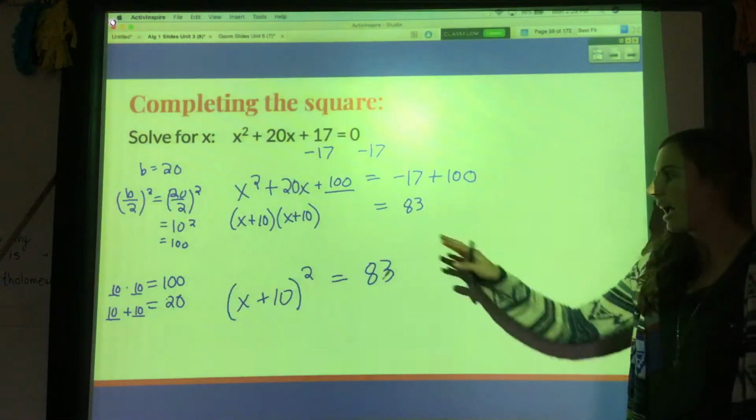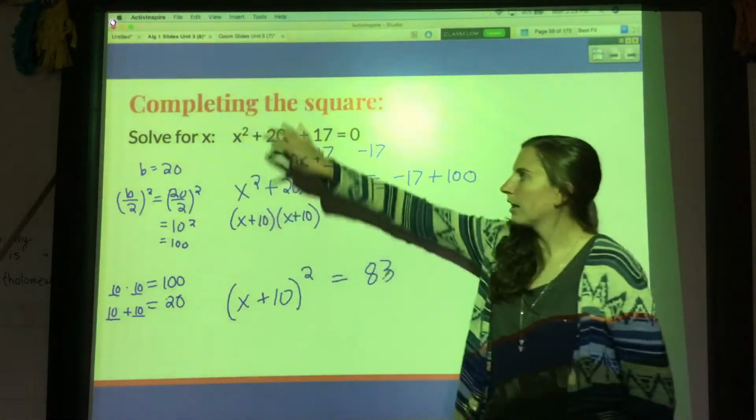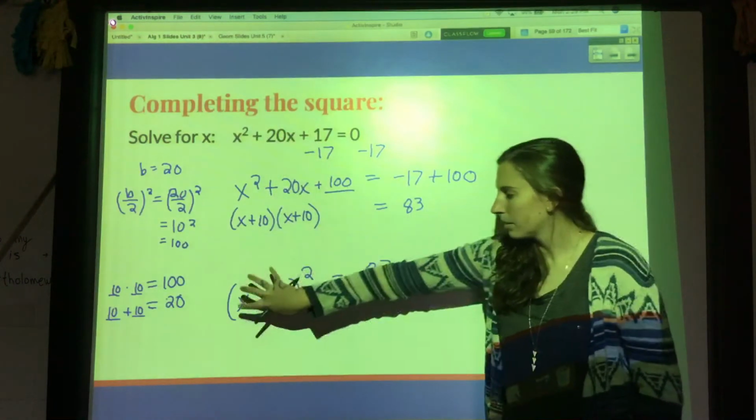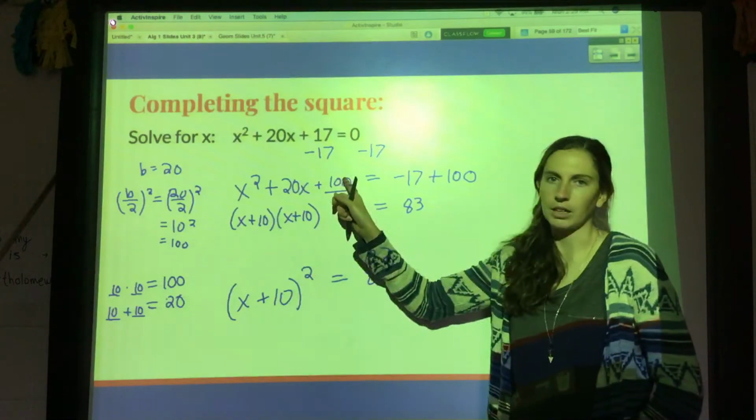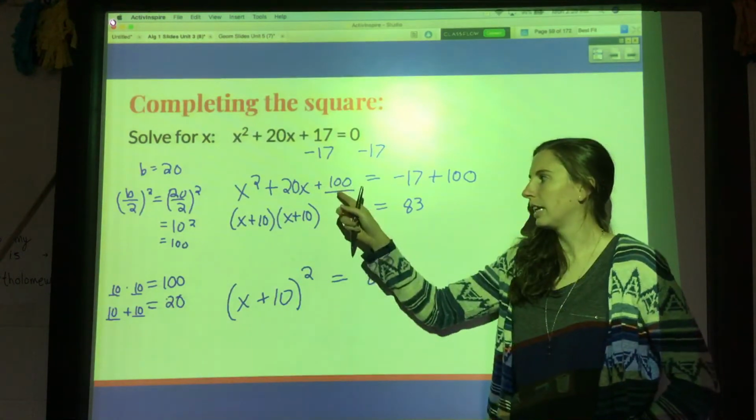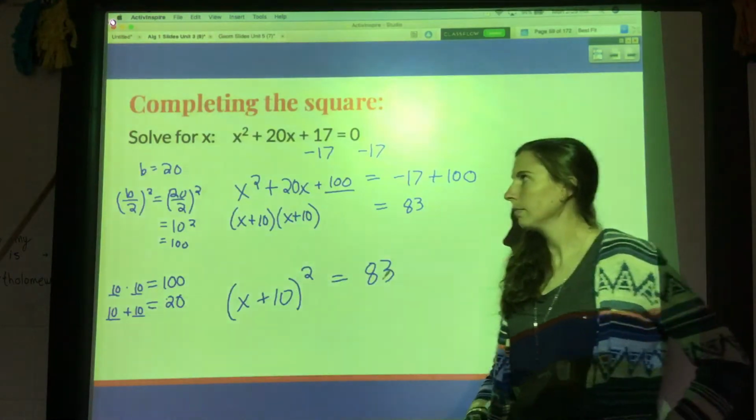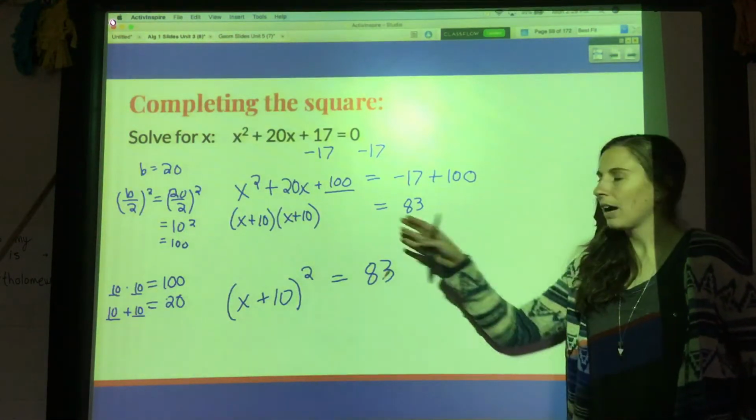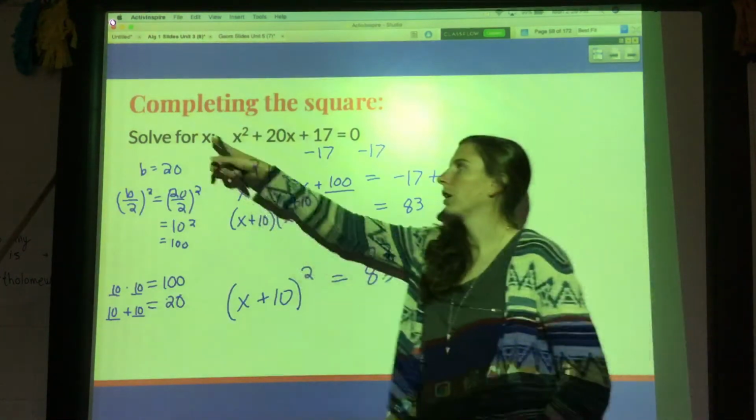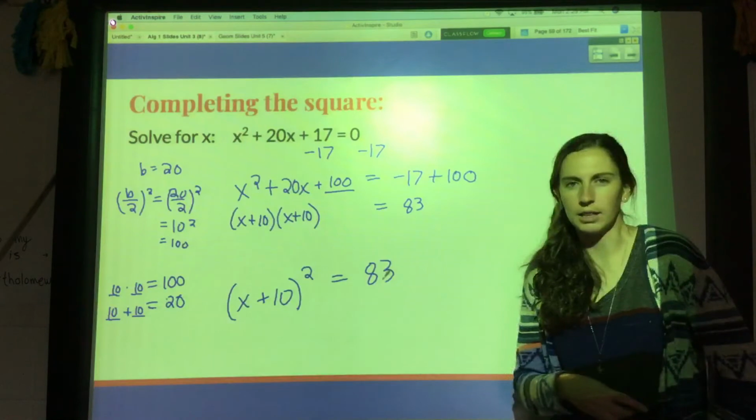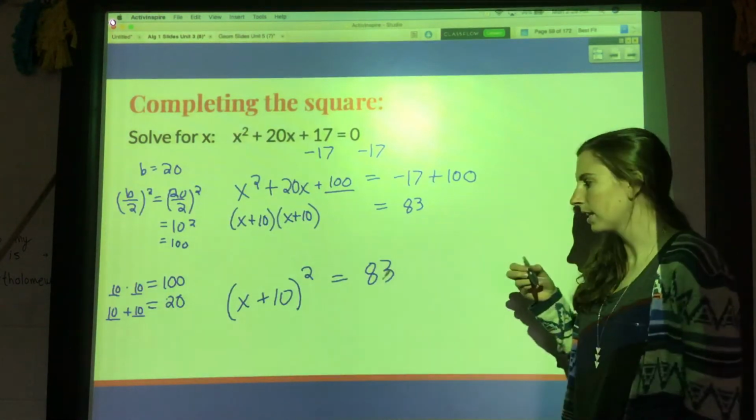Notice, I have completed the square, which is I turned this into something squared. Actually, this process right here is completing the square. You fill in a number to make it square properly. So I've finished the completing the square part, but now I still want to solve for x by using the square root method. Square root method is like take the square root, solve for x, get x by itself.